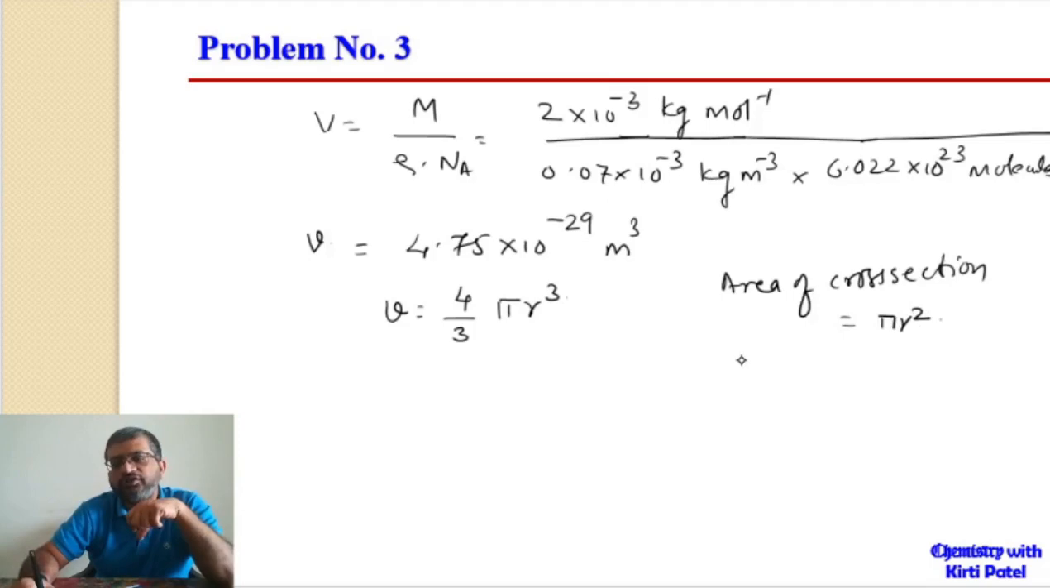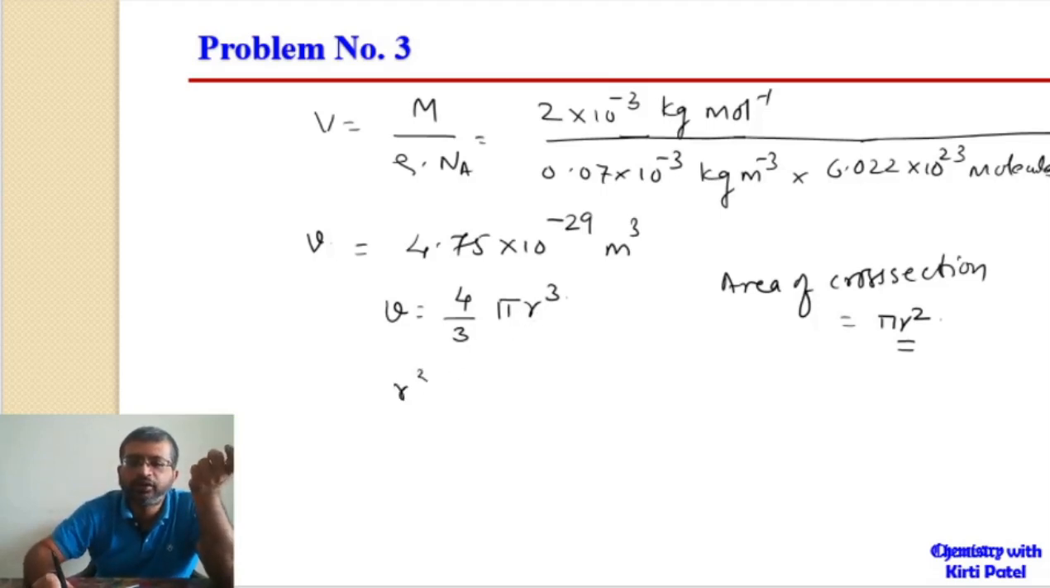Area of cross section is pi r square. So what we need is R. R can be obtained from this particular formula, where if we know the volume of each molecule, from that volume we can assume the molecule to be spherical. So from that sphere we can calculate the volume of the sphere, we can calculate R. So we will get R cube equal to 3V upon 4 pi.